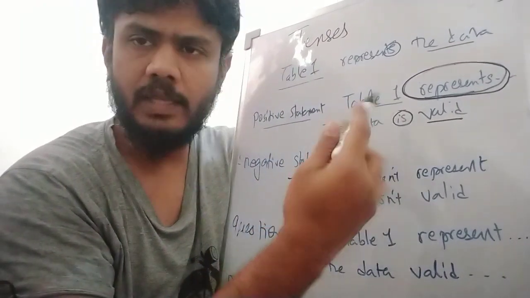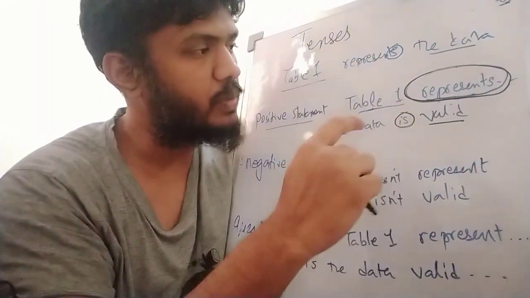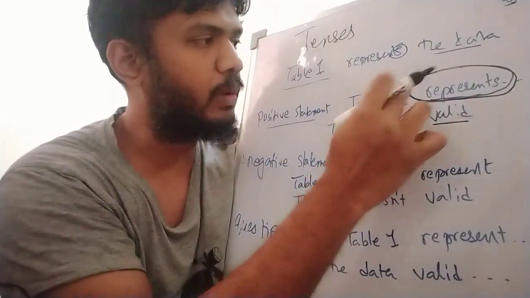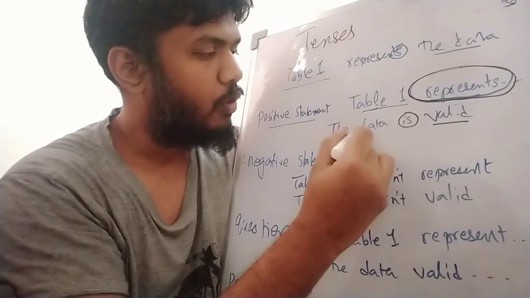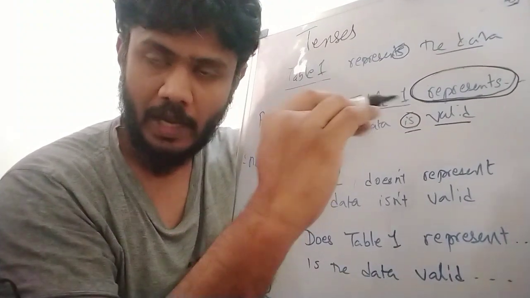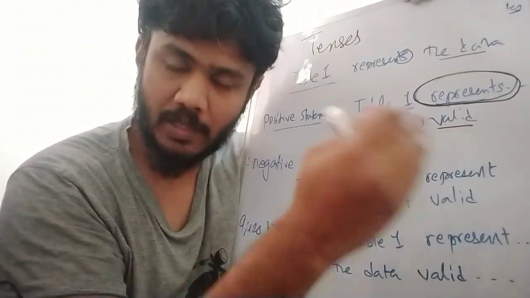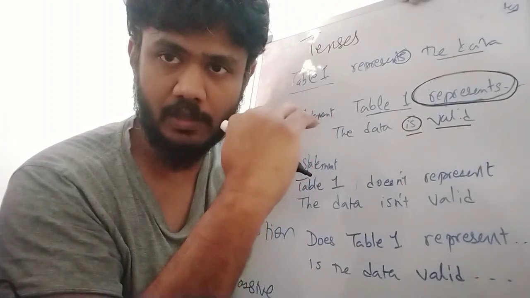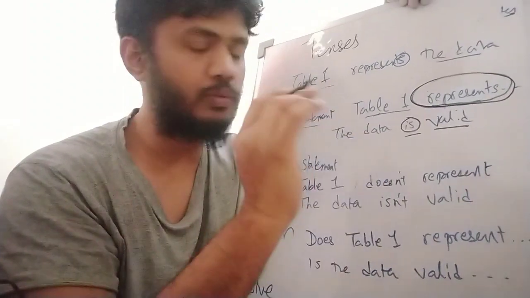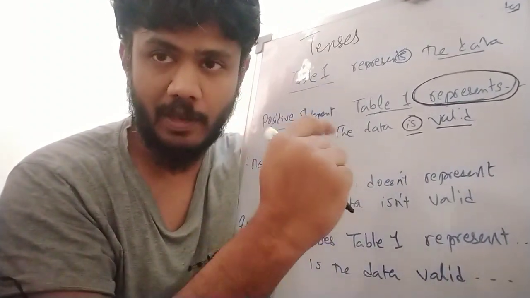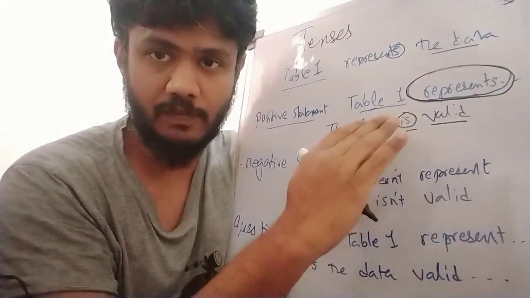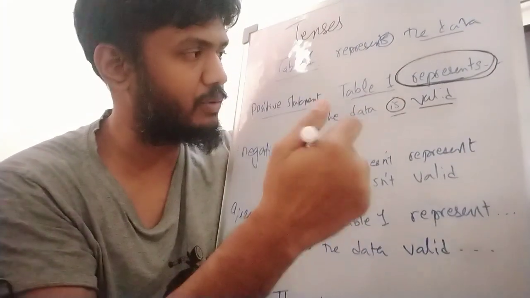So there are two kinds of sentences that you can make in the simple present. One is when you talk about something that does something, so table 1 represents, it's doing something. Or you say the data is valid, so here you're just saying it is. So either you're saying that someone does something, or you say someone is something. Either someone does or someone is. These are two things you need to understand, because the structure changes depending on whether someone does or someone is, not in the positive statement, but in other forms. Okay, let's look at those now.